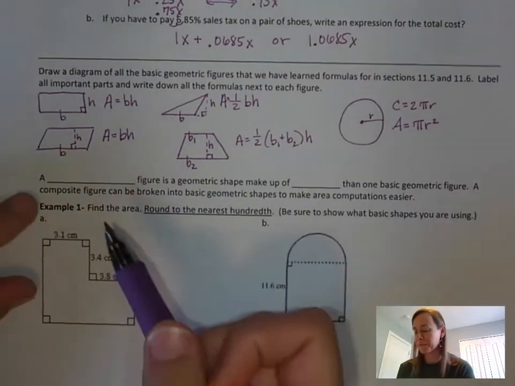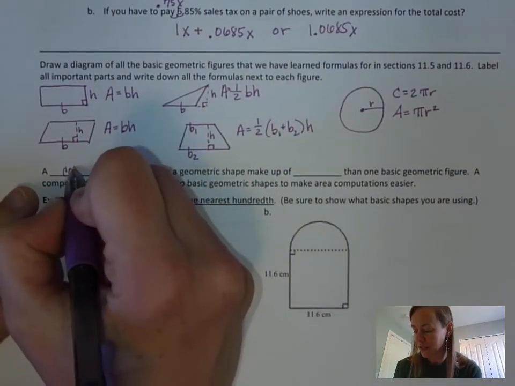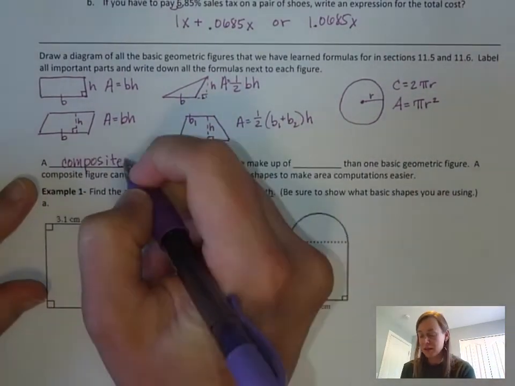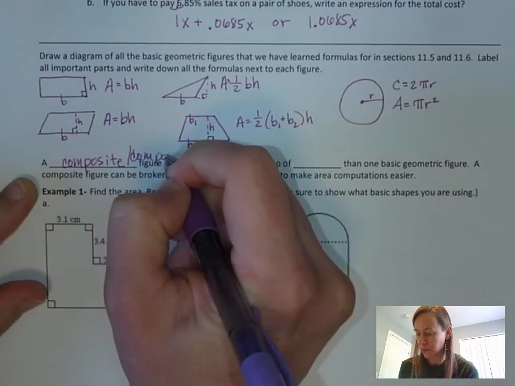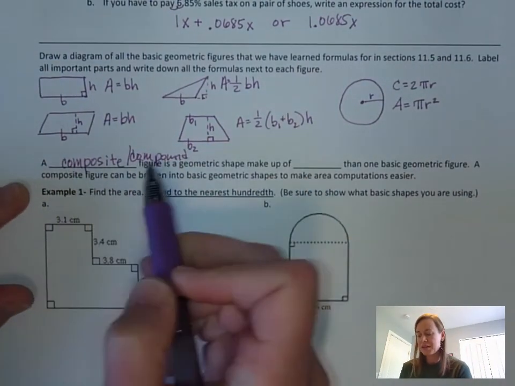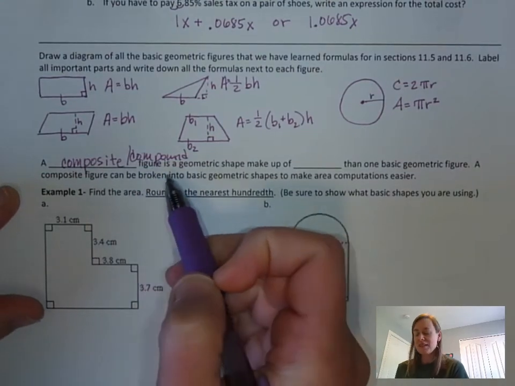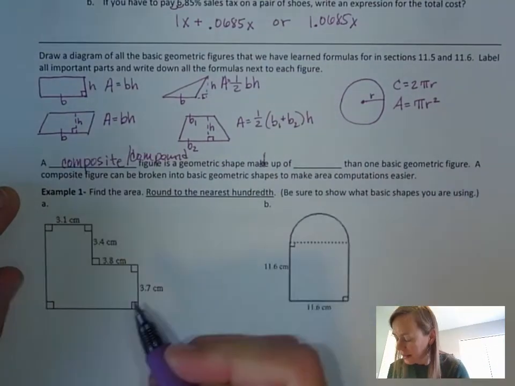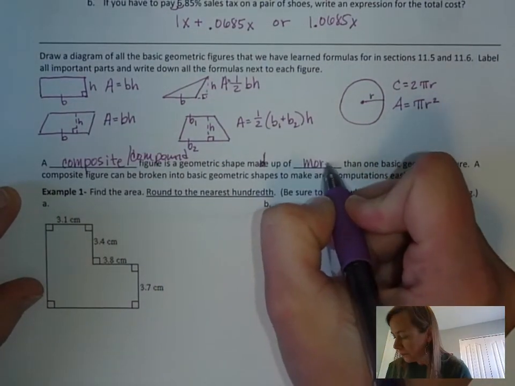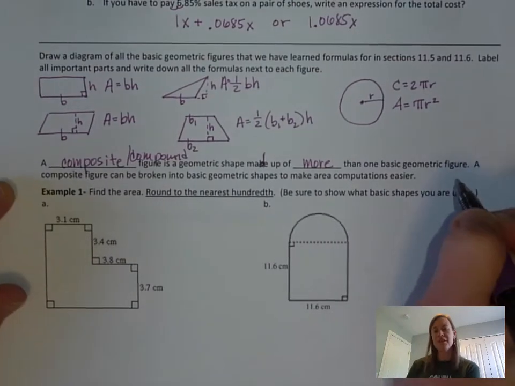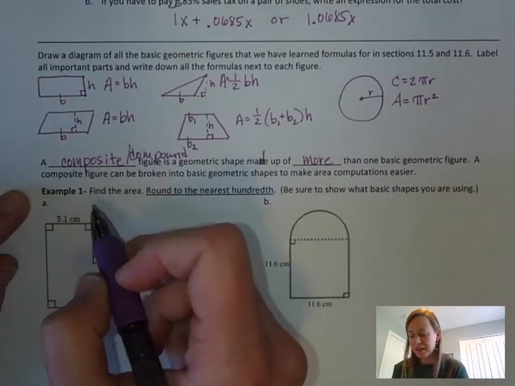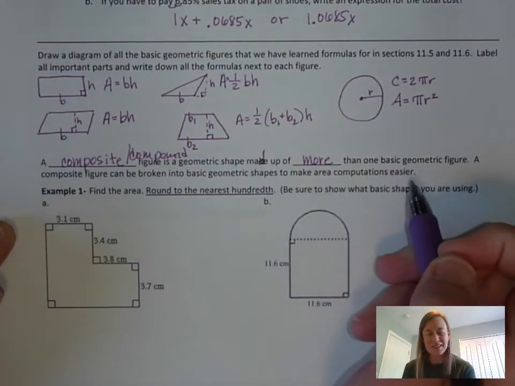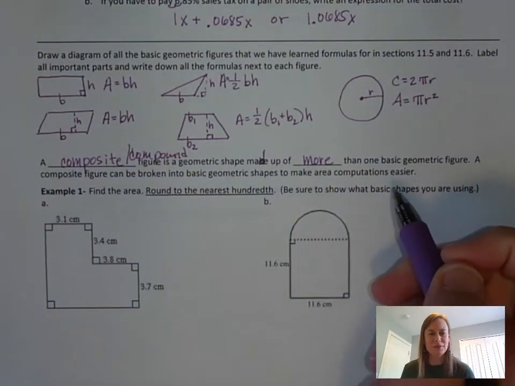Okay, let's keep going. A composite figure, that's what we're going to write in here. It's composite or compound, it would be the same thing. I'll even write /compound because they're both correct. So a composite or compound figure is a geometric shape made up of, that should be a D, my apologies, made up of more than one basic geometric figure. A composite figure can be broken into basic geometric shapes to make area computations easier. Okay, we're going to show you a bunch of examples in just a second.